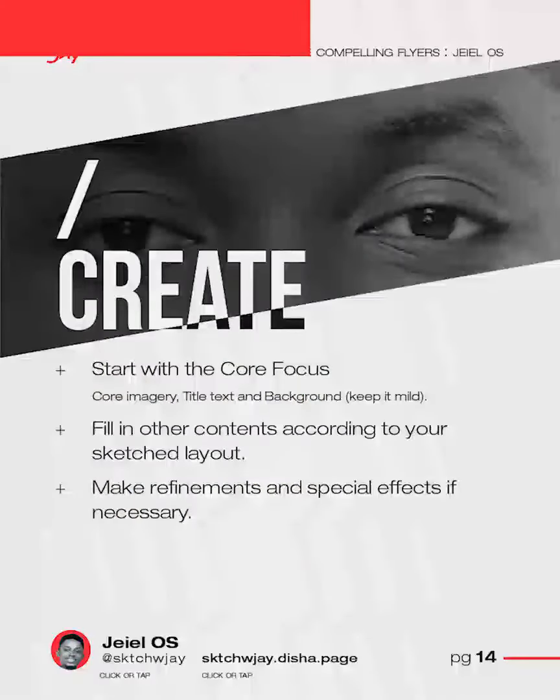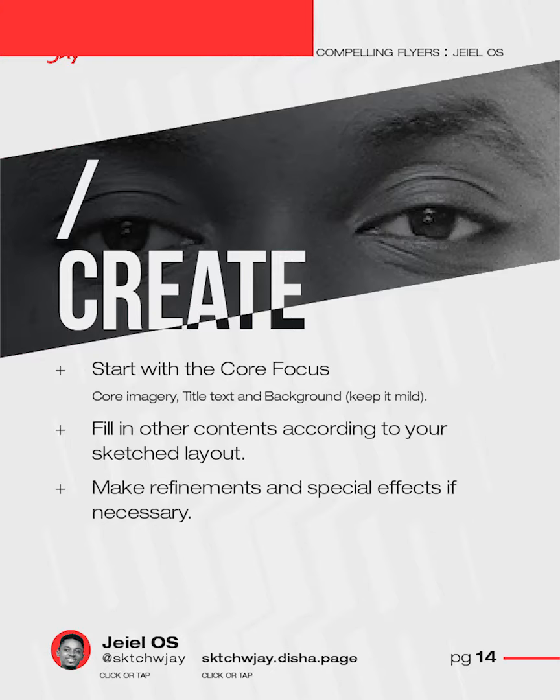So I hope I'm not moving too fast. Okay. Now, start with the core focus. All right, the core images. When you want to start creating, start with the core images. Don't start by putting all the text. Start with the title, and if you are going to make the image the focus, then make sure you start with the image, the main title and the background. Those three: the core imagery, the title, and the background. If you can start with those three.